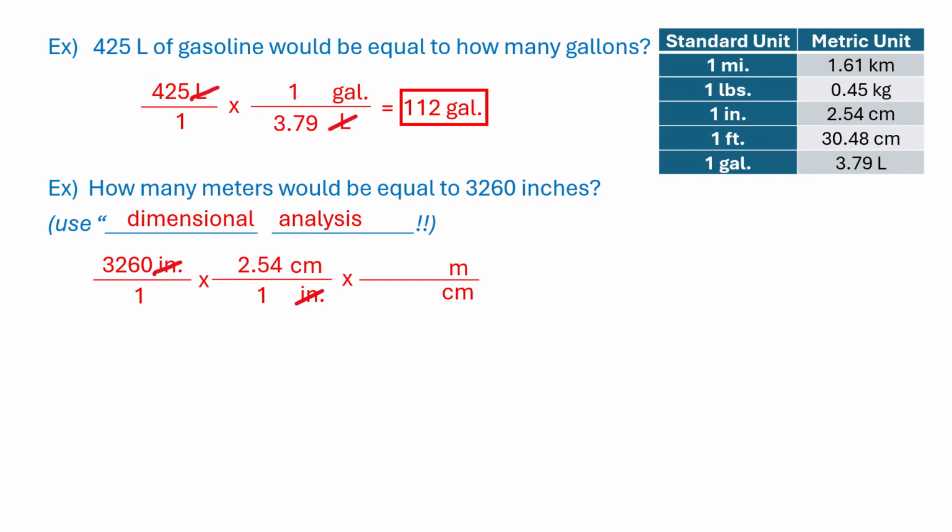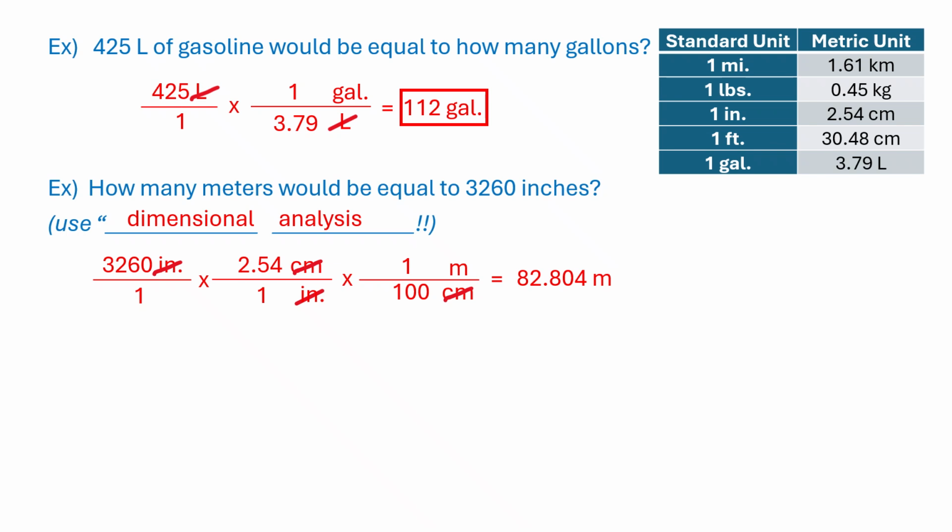So if you don't know how many centimeters are in a meter, I'll give you a way of dealing with that in just a second. But for right now, just know that the prefix centi means 1/100th, which means there are 100 centimeters in 1 meter, allowing us to cancel centimeters. And now in our calculator, we're just going to multiply 3,260 by 2.54, and then divide our answer by 100. And this should give us 82.804 meters.